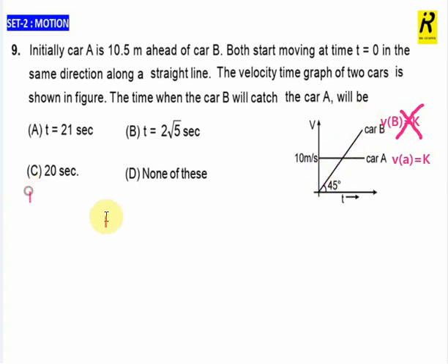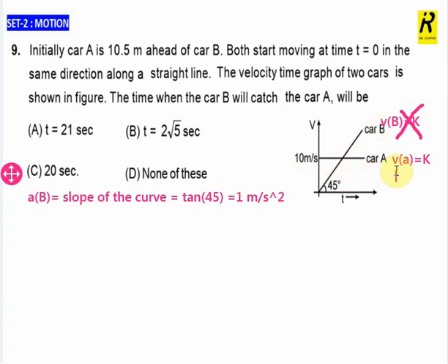Let me find the velocity of B. Otherwise, I do one thing: the acceleration of B we can find here, which is nothing but the slope of the curve, which is equal to tan 45. Tan 45 is 1, so it means 1 meter per second square. So this is the acceleration of car B.